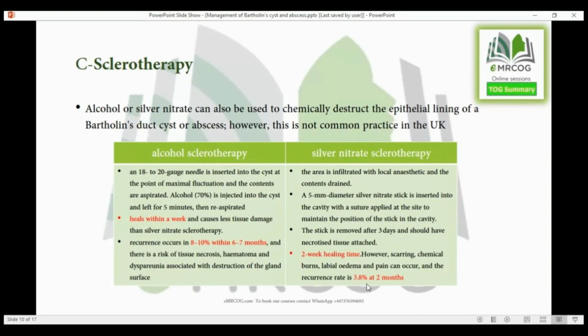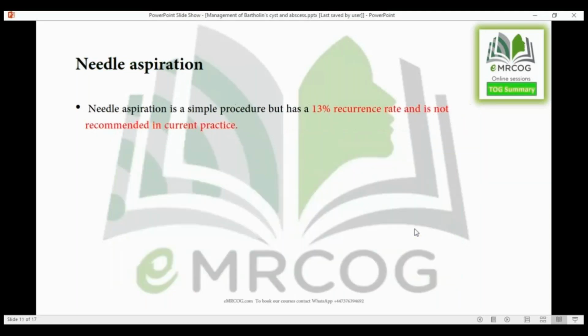You are going to insert a silver nitrate stick into the cavity and leave it to do the chemical destruction of the epithelial lining. And when you remove it after 3 days, you should see some necrotic tissue attached to the stick. So I think it's very, very painful. If you can imagine it, you are going to find it very painful and very destructive also. And I think it's not only destructive on the cellular level, it will also not be cosmetically good.